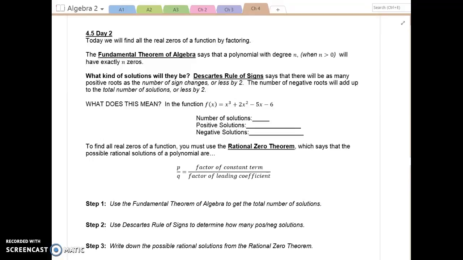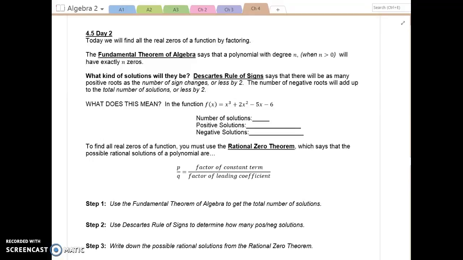In the function x to the third plus 2x squared minus 5x minus 6, if we tried to split that down the middle and factor by grouping, it would not work. We can't factor it. Everything that we've been doing previously for factoring doesn't work for this problem. So previously we'd say, well, we're done. We can't factor it. But now we can.